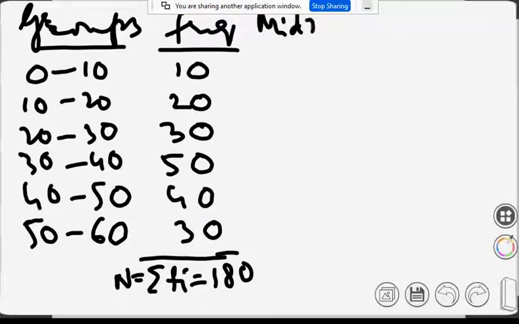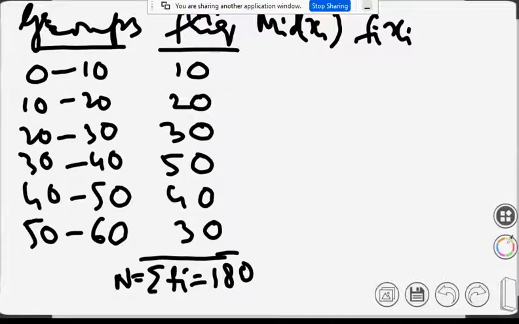So for mean, we need mid values, that is xi. Please write mid values of groups, that is xi. Then we need fi into xi, isn't it? So frequencies are my fi. I don't have much space, so please bear with me.